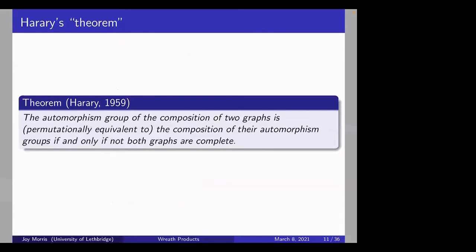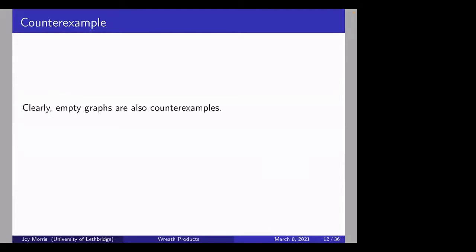So Harari stated in this same paper what he thought was a theorem, which was the automorphism group of the composition of two graphs is permutationally equivalent to the composition of their automorphism groups if and only if not both graphs are complete. So he missed some points. Certainly empty graphs are also counterexamples, but maybe he wasn't worried about that. Maybe he was thinking of connected graphs.